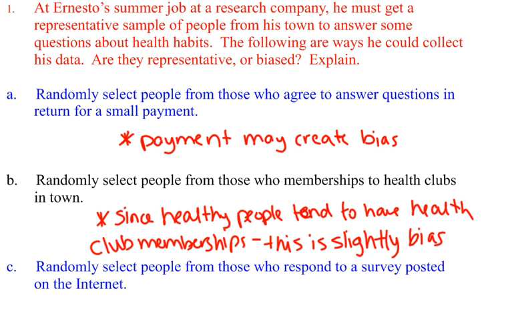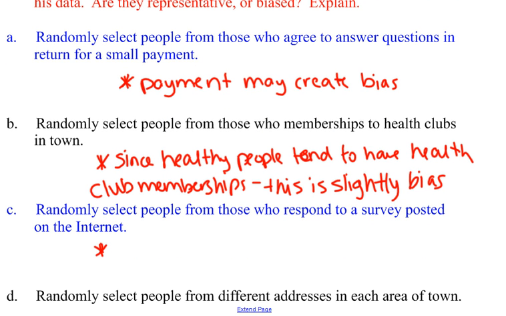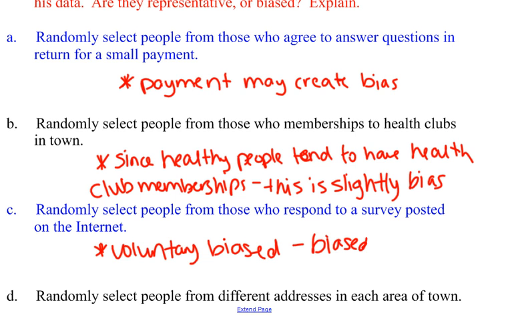C, randomly select people from those who respond to a survey posted on the internet. This is an example of a voluntary response, so that's what leads to bias, because they're choosing to go off the internet and answer this. So we'll call that biased.